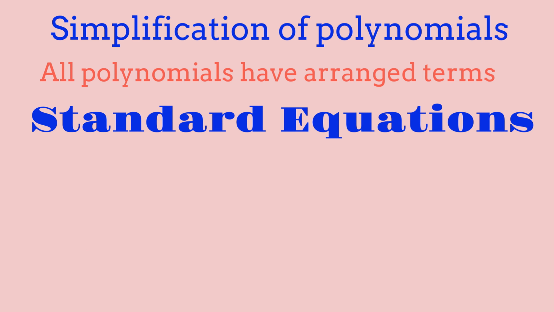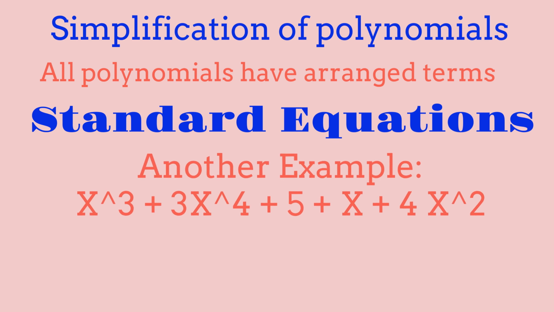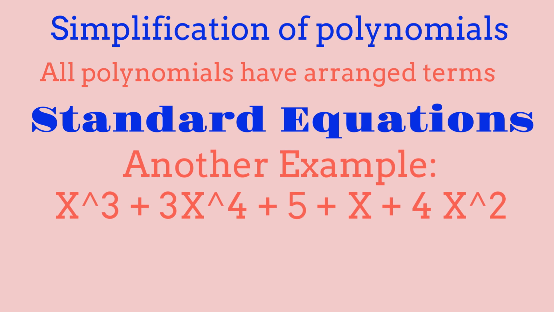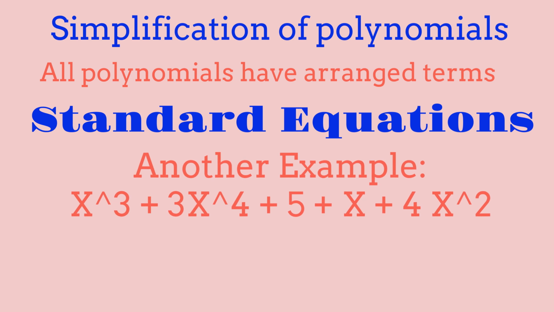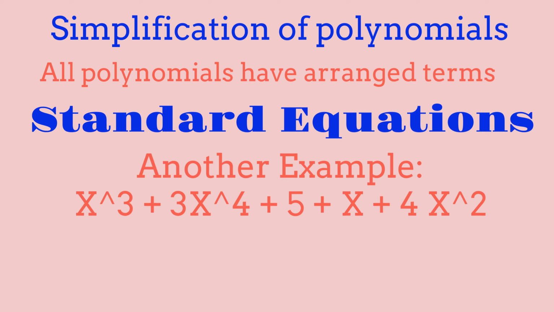So here's another example of arranging polynomials. So here we have x to the power of 3 plus 3x to the power of 4 plus 5 plus 4x to the power of 2 plus x. So in this polynomial, we're going to have to order them from greatest to least because it didn't do it for us already. So we first have to look for the biggest term here, and we can see that it's going to be 3x to the power of 4 because it has the greatest exponent there.